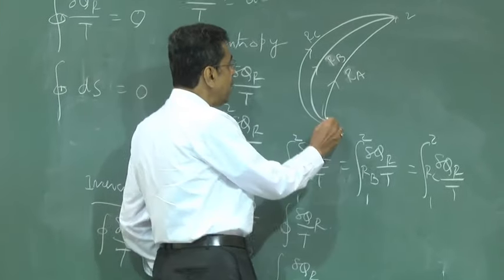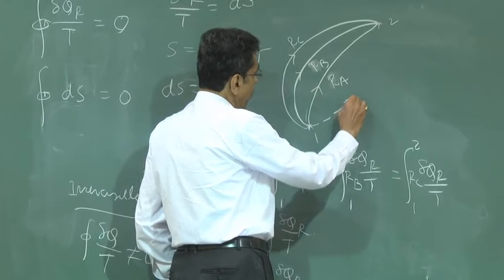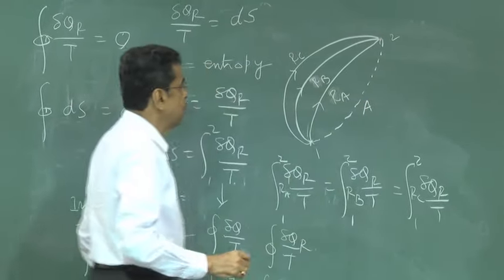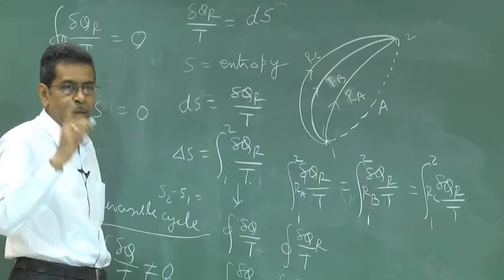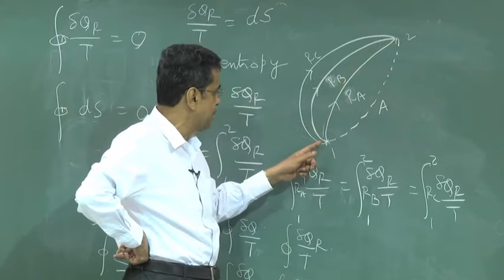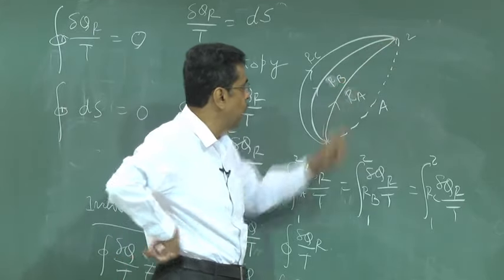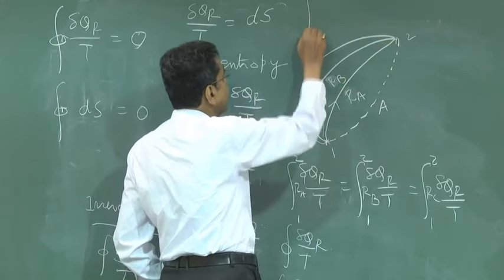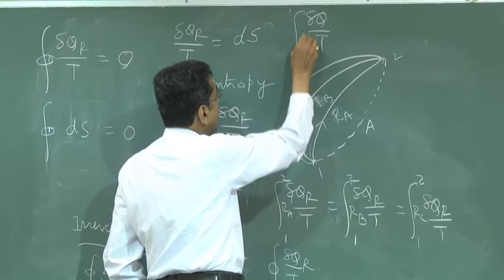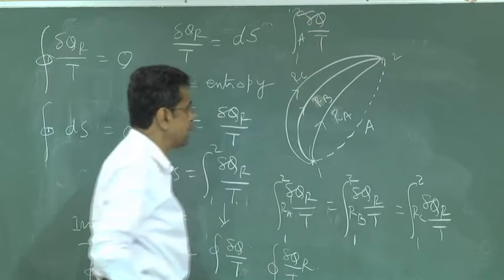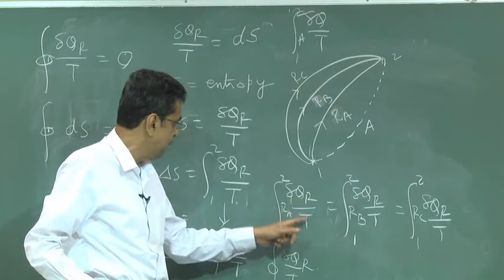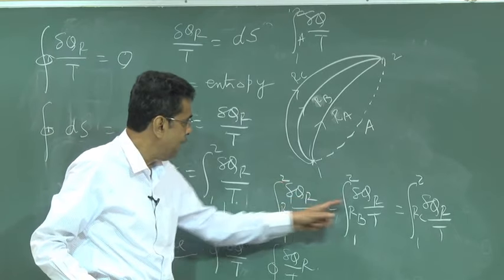Now, let us consider an irreversible process 1A2. I am drawing it by a dotted line. The first question is, if a system executes an irreversible process from 1 to 2, and I evaluate the integral of del q by T along 1A2, would it give delta S? No, because delta S by definition is the integral of del q_R by T from 1 to 2 by any reversible process.